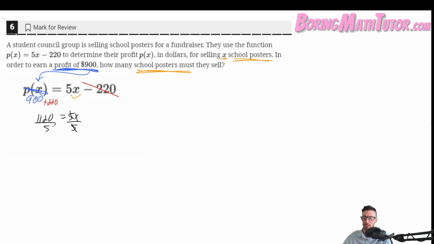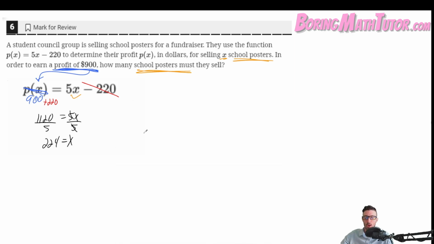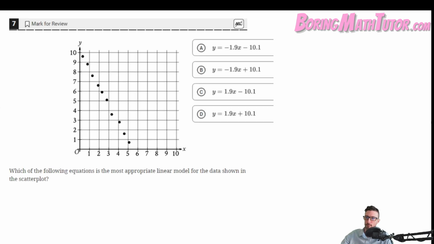Are we finally using Desmos? Yeah, why not? Let's do it. Let's do 1120 divided by 5. Okay, first time we actually needed Desmos. Didn't really need it, but whatever. We're done. We're moving on.